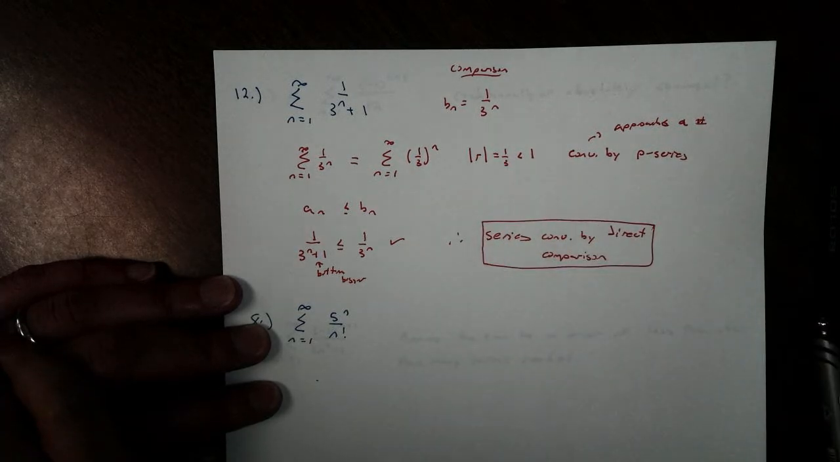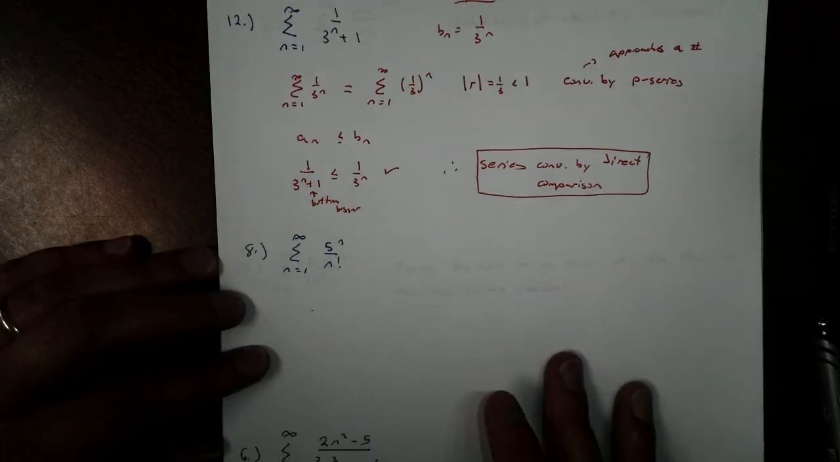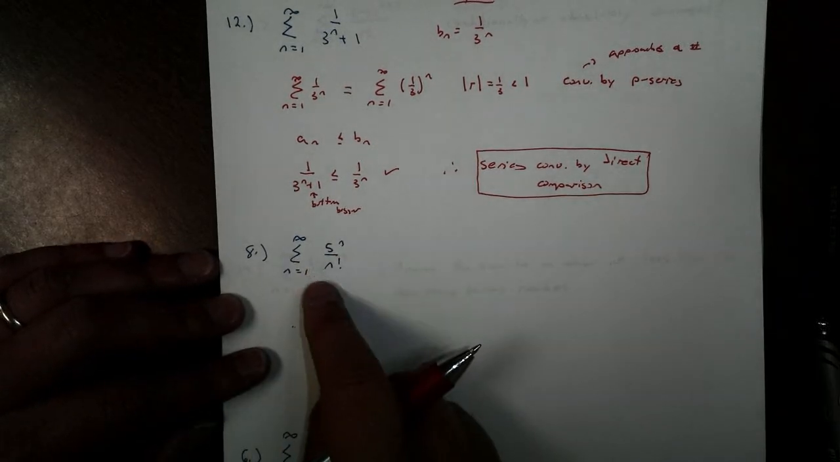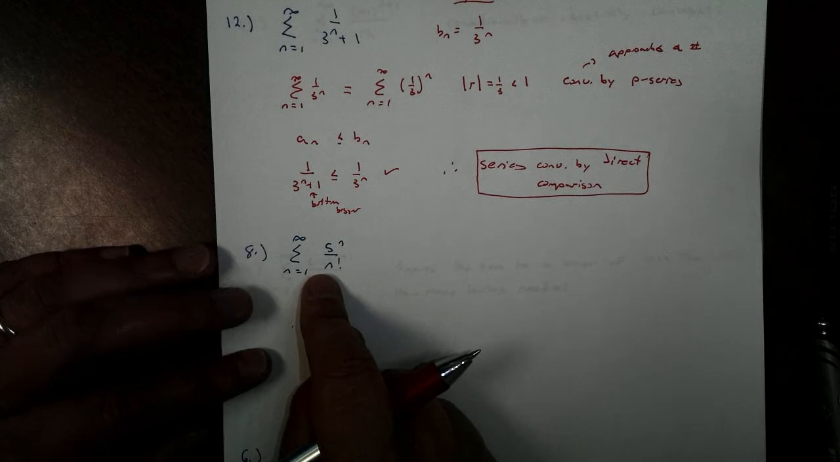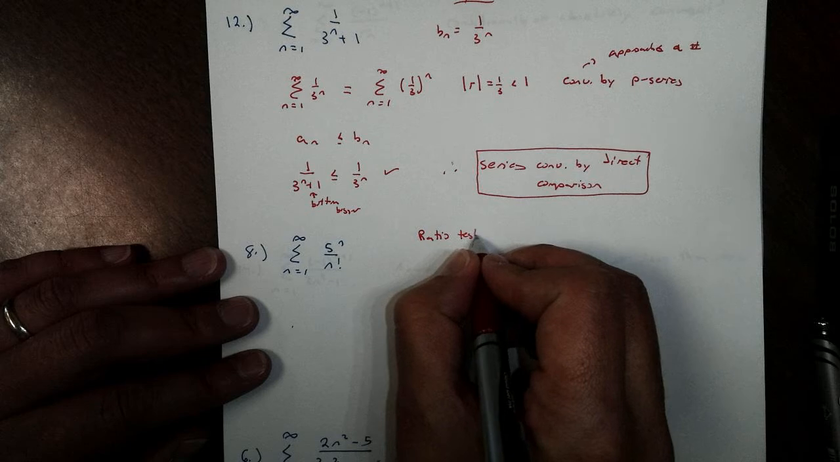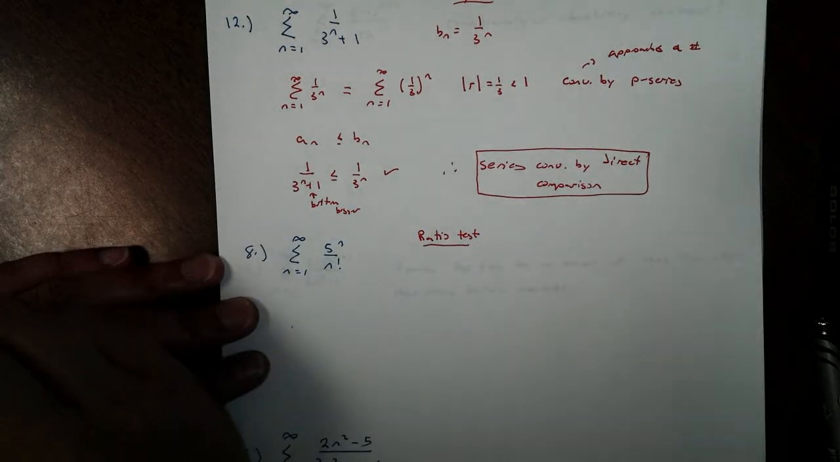Very easy to do. All right, number 8, this is one of our new ones. This doesn't really fit any of our rules. And because of that factorial right there, I know this is going to be hard. This is our new one. This is that ratio test right here. This is that ratio test that we talked about the other day.